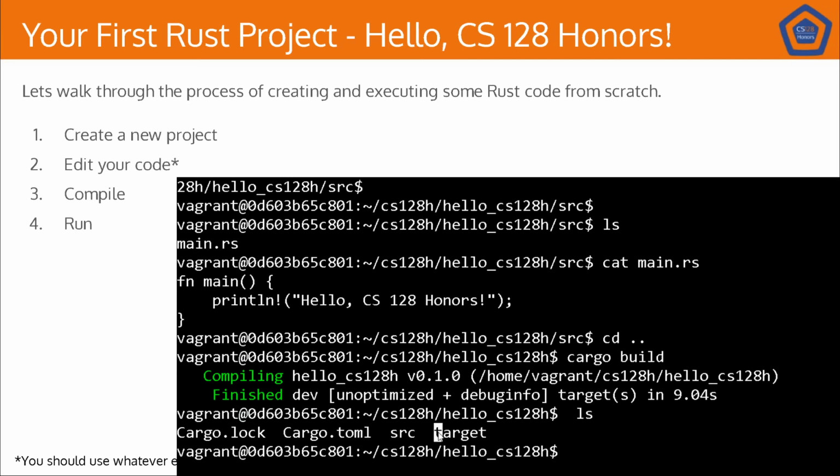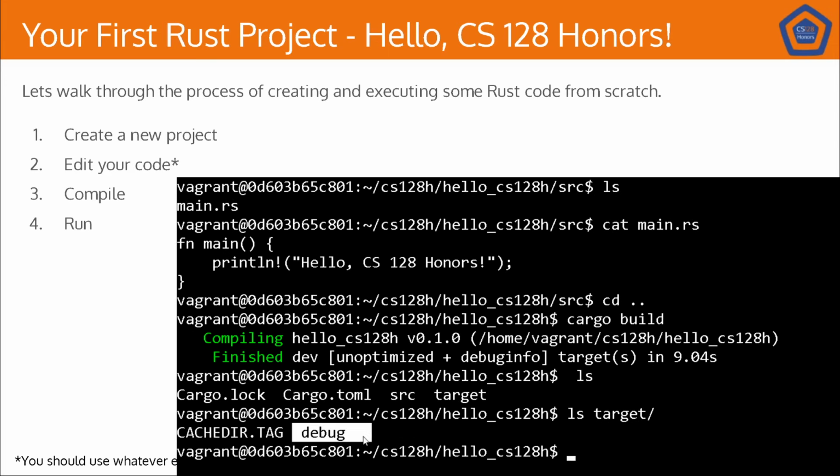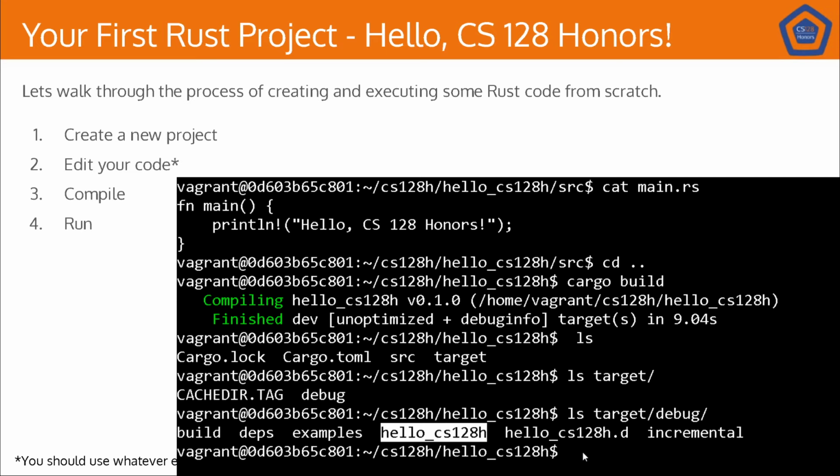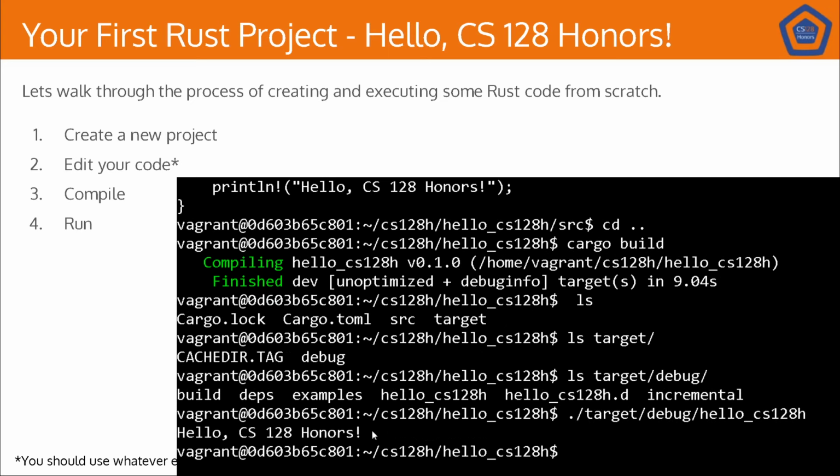ls. And we can see we now have this target folder. So let's see what's in the target folder. A debug folder. And in the debug folder, we have some executable. Hello, CS128 honors. We can directly execute this. So we will execute this file, target debug, hello CS128 honors. And we can see it prints out hello CS128 honors, which is what we expect.